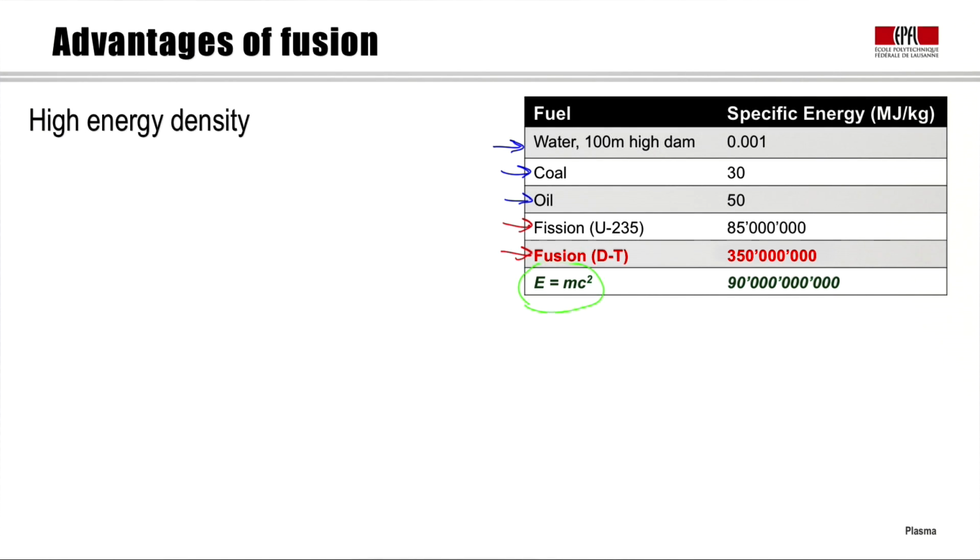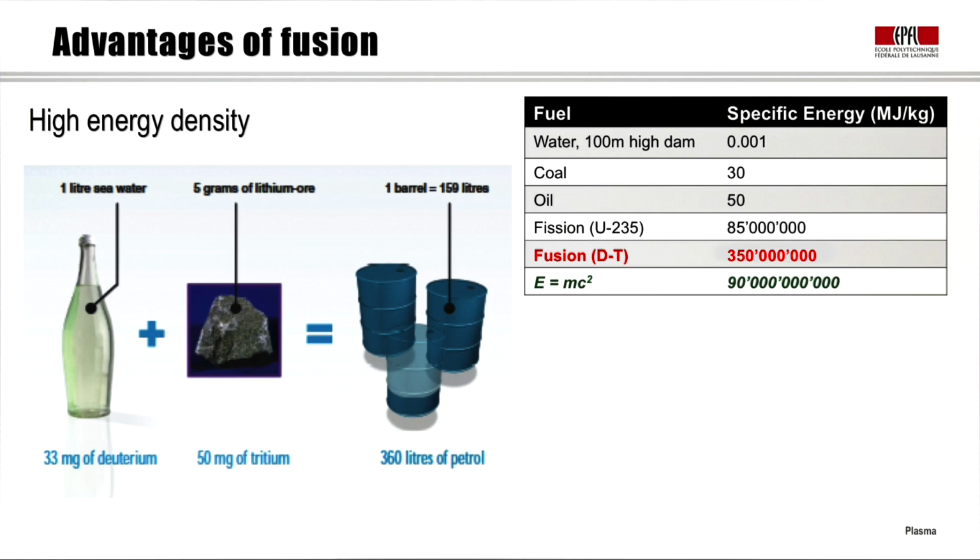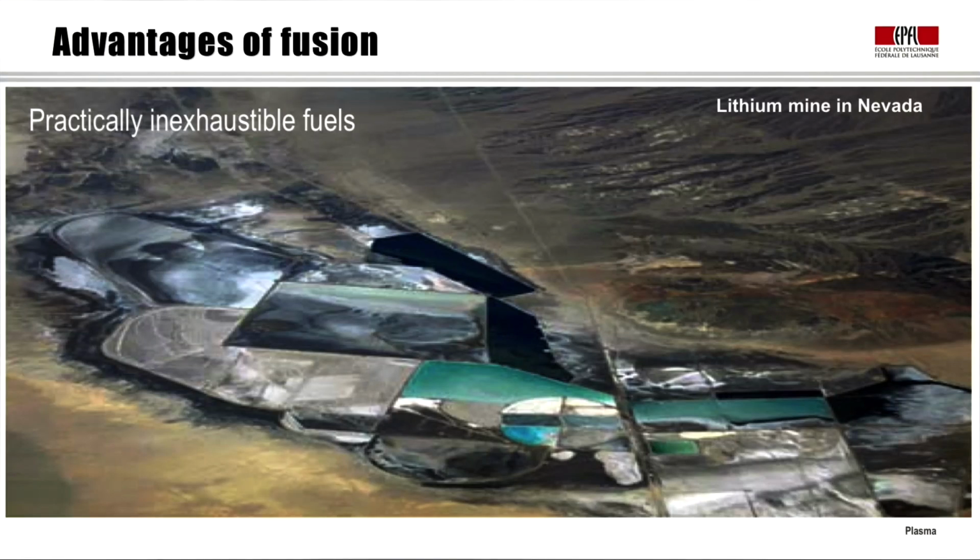Fantastically high energy density. And to quantify this in a practical example, as shown in the picture here, I like to take 1 liter of seawater. That corresponds to 33 milligrams of deuterium. Then I take 5 grams of lithium ore, corresponding to 50 milligrams of tritium. The energy content in this combination corresponds to the energy content of almost 400 liters of petrol, which is more than 2 barrels.